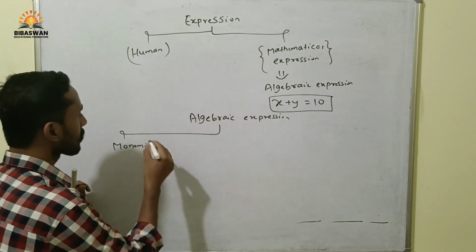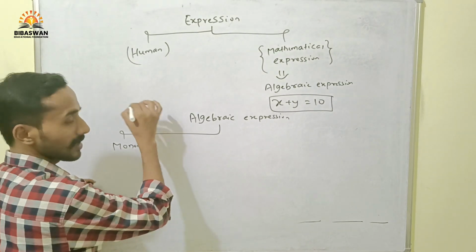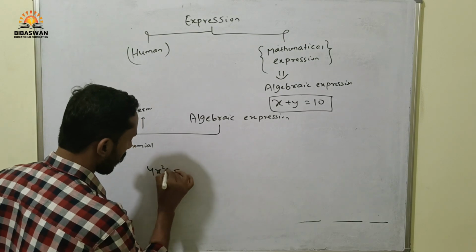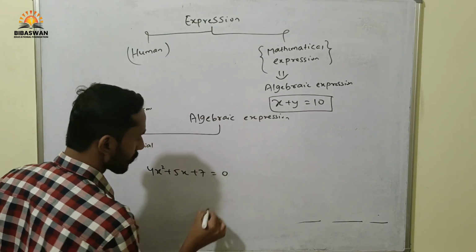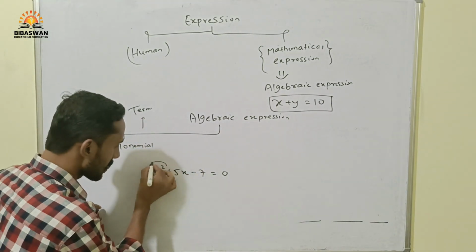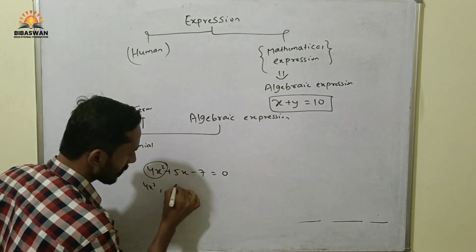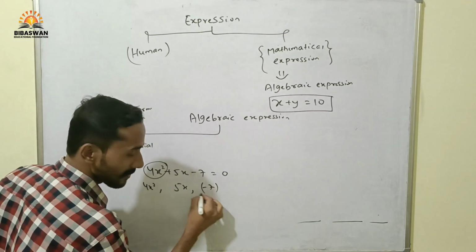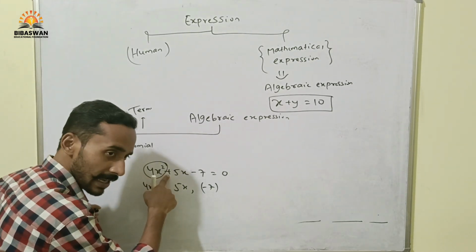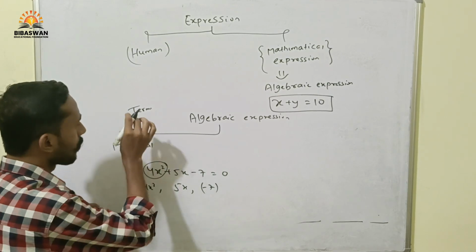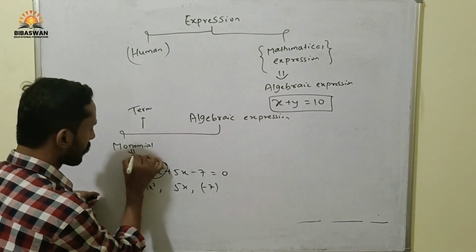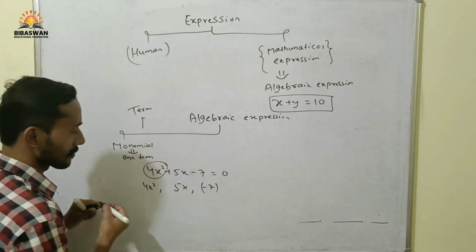So on the basis of terms, you know what are the terms? If I say 4x square plus 5x plus 7 is 0, or we can say minus 7, here there are three terms. The first term is 4x square, the second term is 5x, and the third term is minus 7. We say that any algebraic expression, when separated by a plus sign, gives the terms. So on the basis of terms, there are three types of polynomial. Monomial, which includes only one term. Understood?